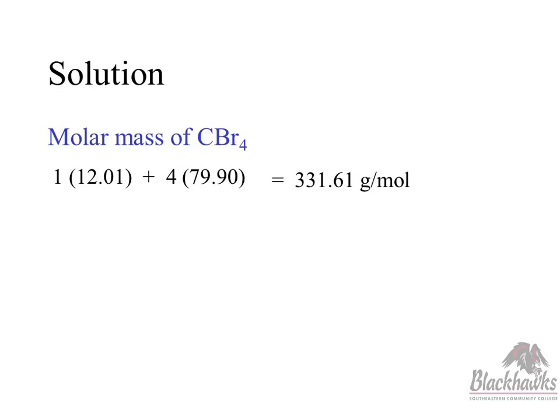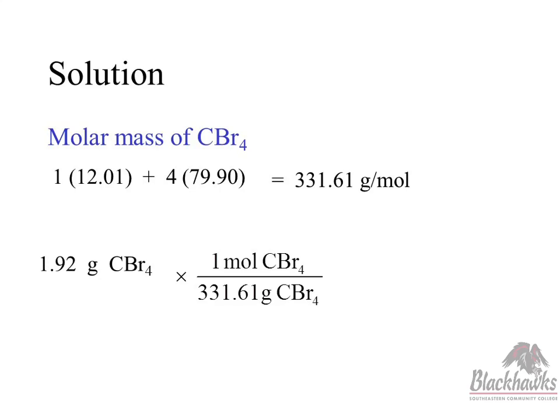So then, working the problem, I told you the strategy was to start with the mass of the compound, use the compound's molar mass to get to moles of the compound. So we'd probably put this over 1. And we want grams of the compound to cancel. We want to be left with moles of the compound. So do you see where we're using what I call the flipped version of the molar mass? This is going to be 331.61 grams of compound, 1 mole of compound up there.